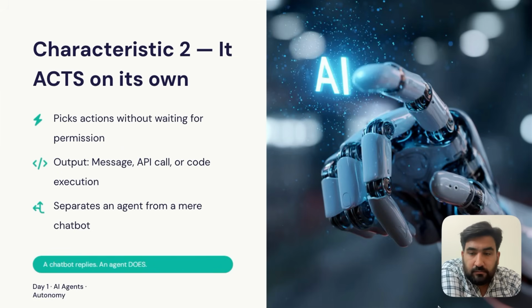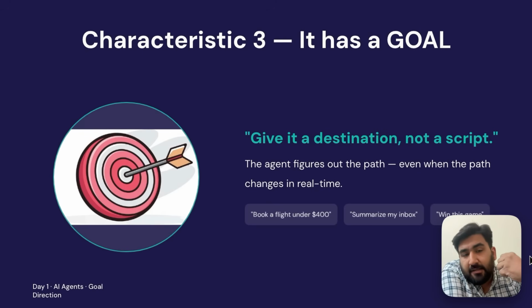Okay, now characteristic number three, it has a goal. You give it a destination, not just a script. Look at the target with the curvy arrow flying towards it on the slide. That curvy arrow is the entire point. You give an agent a destination, not just a script. Let me explain what I mean by that.